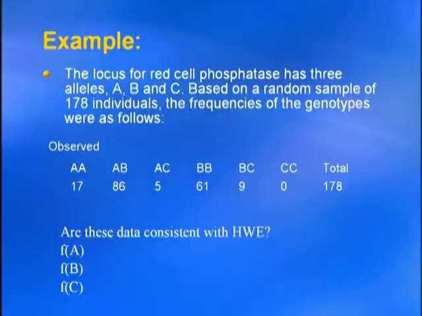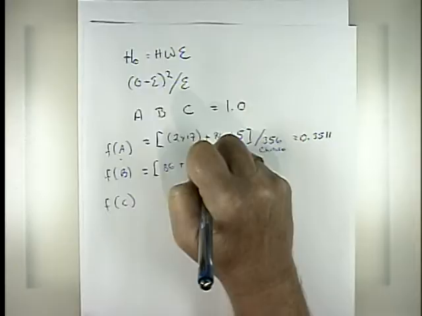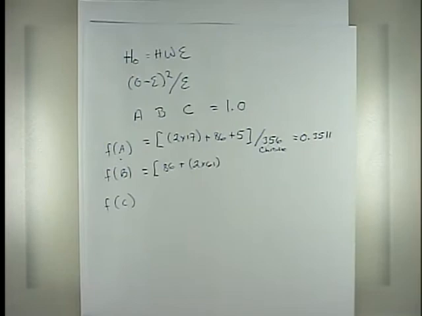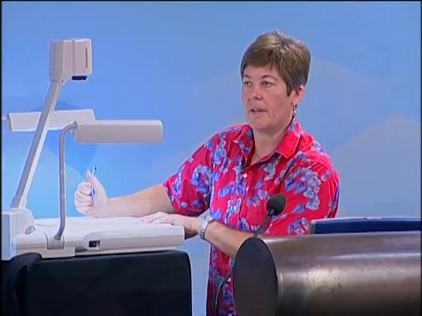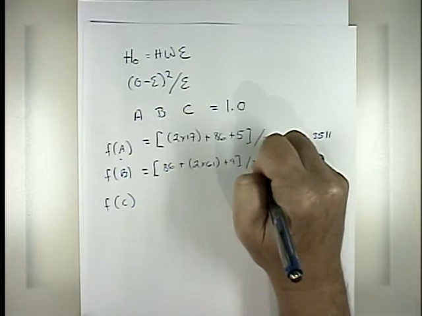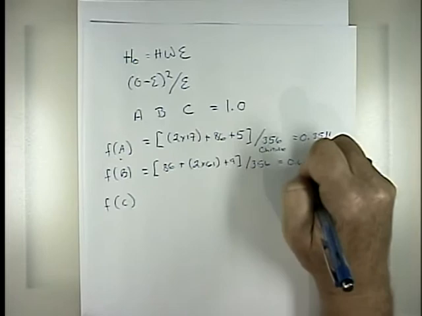Okay? Then we're going to do the same thing to figure out what the frequency of the B alleles is in the population. So it's going to be exactly the same process. The AA genotype contains no B alleles. The AB genotype, we have 86 people there, 86 chromosomes that carry the B allele. The AC genotype has no B alleles. The BB genotype has 61, so that's going to be 2 times 61 because both chromosomes carry B. And then the BC genotype, we have 9 chromosomes carrying the B allele. And again, we divide that by 356, and that's going to be 0.609, or 0.61 if we round off.